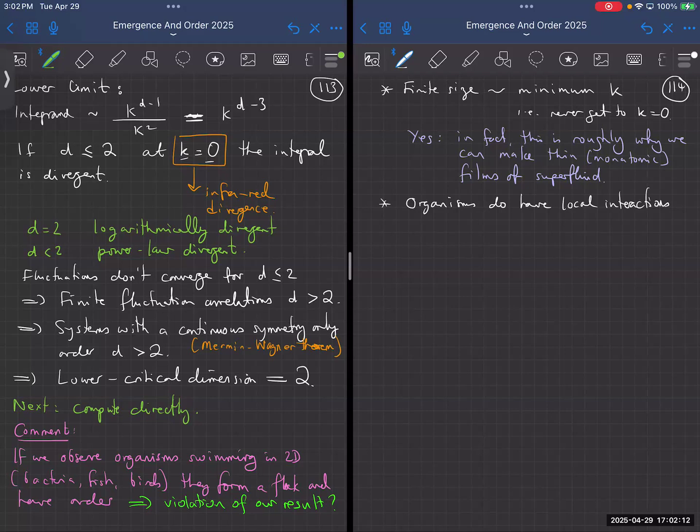Half this class are biophysicists. Well, non-equilibrium, yes, exactly. Biophysics equals non-equilibrium. We assumed everything was in equilibrium. We assumed a Boltzmann distribution to do all this. It's not true for these things. So the organisms do have local interactions, but they are not in equilibrium.